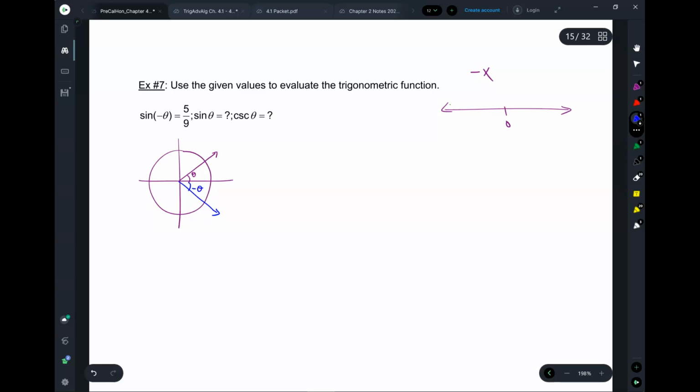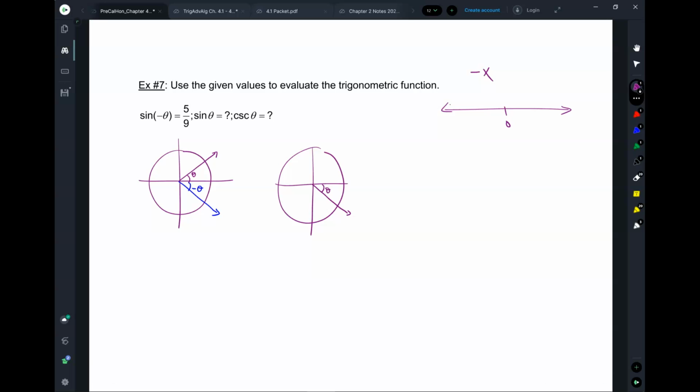Same way, suppose this is my angle theta. Where's negative theta? Quadrant 1, symmetrically above. Now, what this is telling you is sine of negative theta is 5 over 9. What is sine of positive theta?